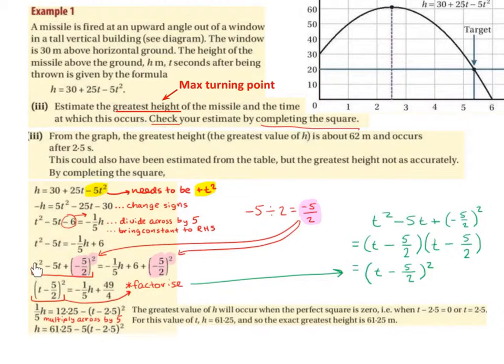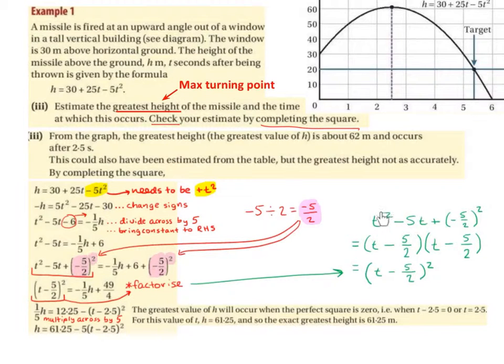So now we have t squared minus 5t plus minus 5 over 2 squared equals minus a fifth h plus 6 plus minus 5 over 2 squared. So next what we're going to do is factorize our t squared minus 5t plus minus 5 over 2 squared. So I've written it out over here.